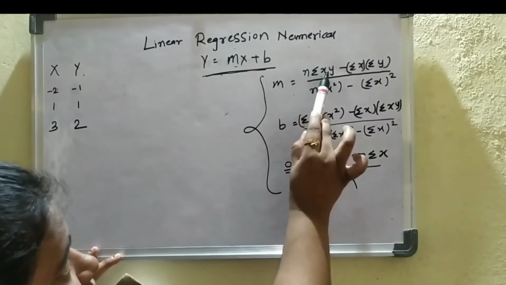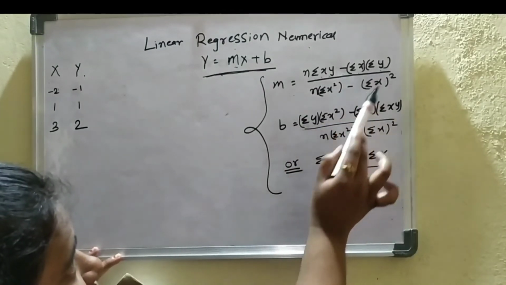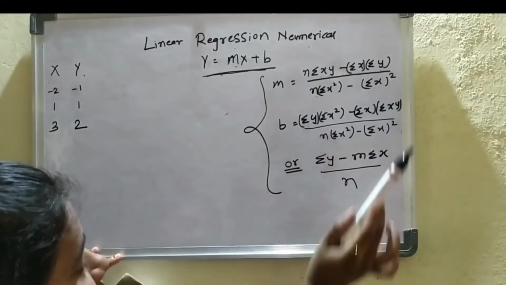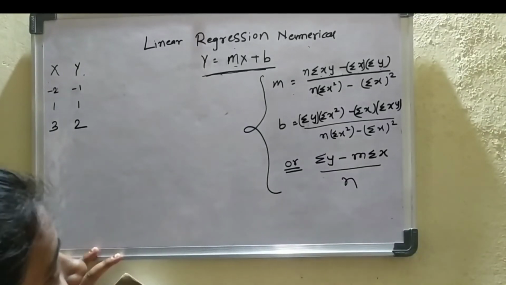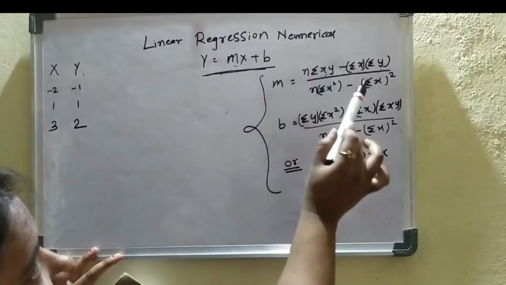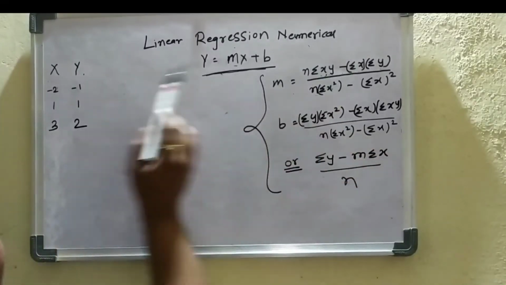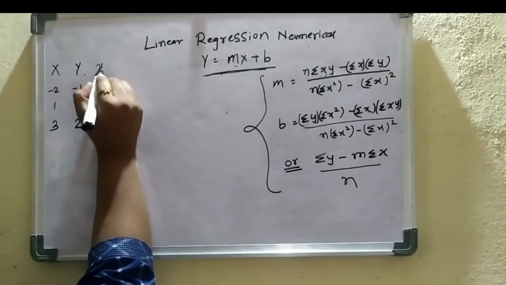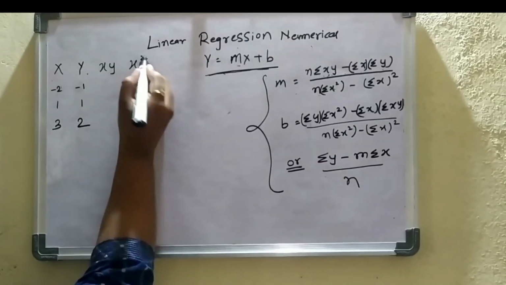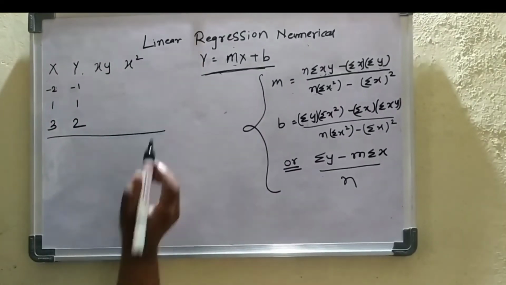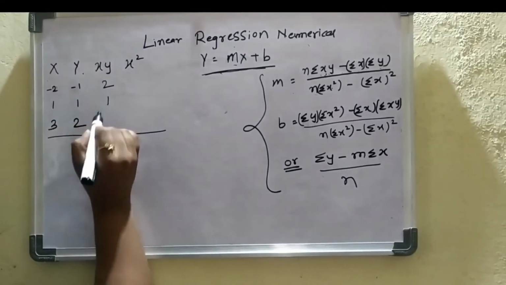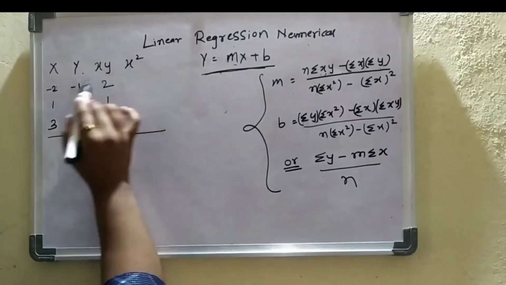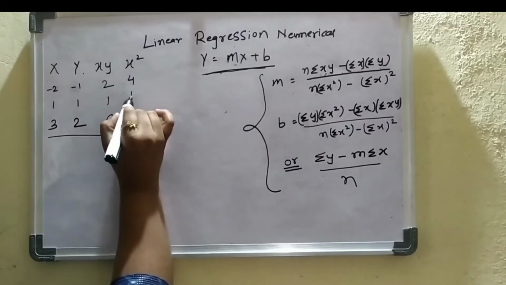So this is the formula for m, and for b we have two formulas, so we can use any one of them. There are many formulas where we use standard deviation also, which we have shown already in the previous videos. Now for the x and y values we have to calculate xy and x square, since we need them in the formula. So xy will be 2, 1 and 6, and x square will be 4, 1 and 9.